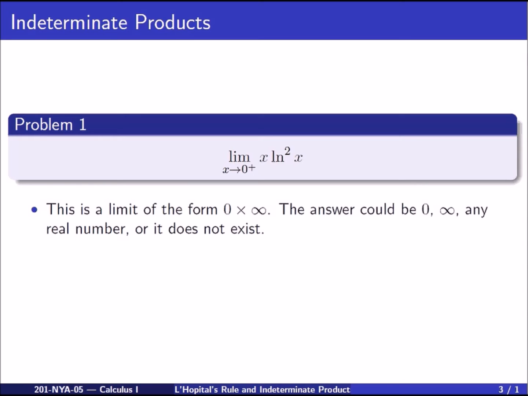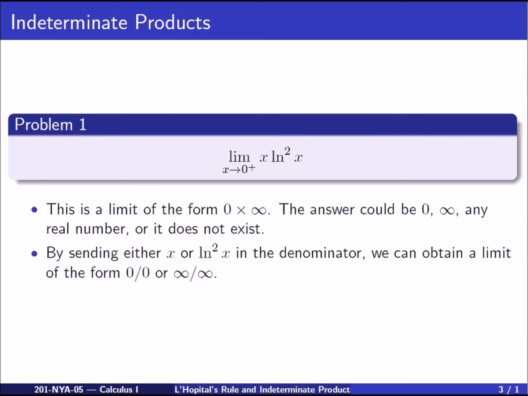So we cannot just tell what the limit is as of now, and we have to rewrite the expression differently in order to evaluate or determine more clearly what the limit is going to be. One way of doing this is to send one of the two factors, x or ln squared of x, in the denominator in order to rewrite the expression so that we obtain a limit of the form 0 over 0 or infinity over infinity, in which case we'll be able to apply L'Hopital's rule.